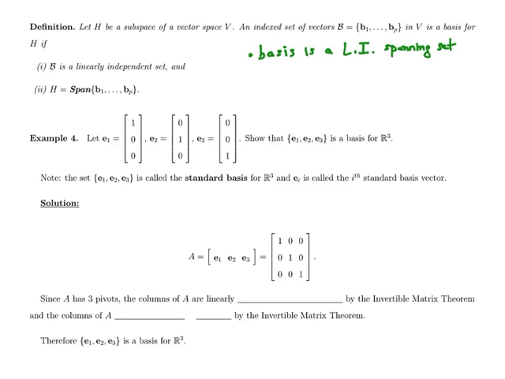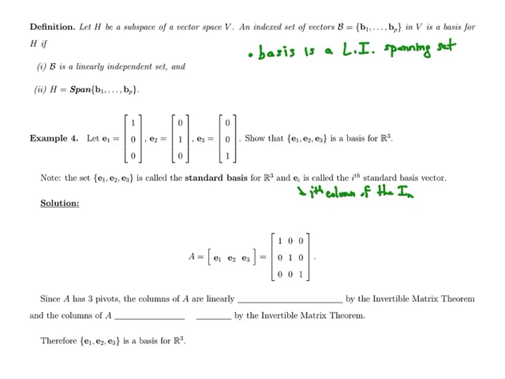Let's look at an example of a basis. This is the standard basis for R3. We call e_i the standard basis vectors. We talked about that before. e_i is the ith column of the identity matrix I sub n. So in this case, we have e1, e2, and e3 as the vectors. We want to show that this is a basis for R3. And in that case, we need to show that it is linearly independent and that it spans R3.